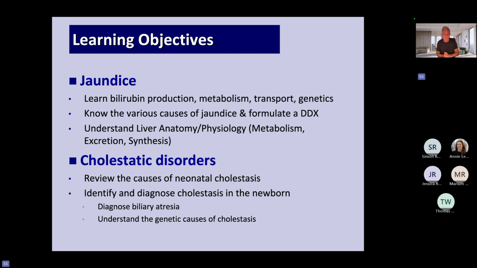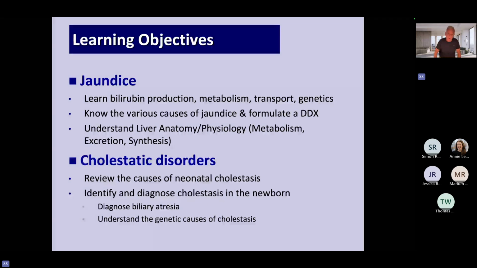So our learning objectives will be to learn bilirubin production, metabolism, transport, and genetics, to know the various causes of jaundice and be able to formulate a differential diagnosis, understand liver anatomy and physiology in terms of its metabolic profile, the way products are excreted into the biliary system, and what products are synthesized. And then we will, of course, review cholestatic disorders, reviewing the causes of neonatal cholestasis, identifying and diagnosing cholestasis.